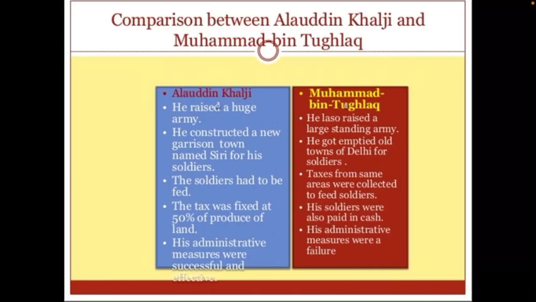Now, Muhammad bin Tughlaq. He also raised a huge army like Alauddin Khilji. He emptied old towns of Delhi for soldiers. He did not construct a new town, whereas he made the available places vacated for his soldiers. Then, taxes from the same areas were collected to feed soldiers. Only from those areas where the soldiers were kept, the taxes were collected. His soldiers were paid in cash. The salaries were given in cash. His administrative measures did not succeed as much as that of Alauddin Khilji.